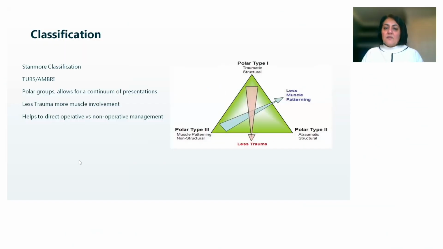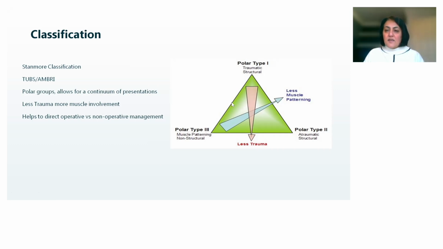Before I go on to talk about the case study in more detail, I'm just going to talk you through the types of classification systems out there when we're describing instability of the shoulder. The one that's probably most well known is the one devised by Thomas and Matson, the TUBS and AMBRI. So this essentially divides people with unstable shoulders into two distinct groups: those who've had a traumatic event and those who've had a non-traumatic history.